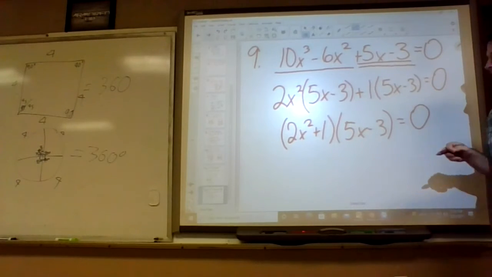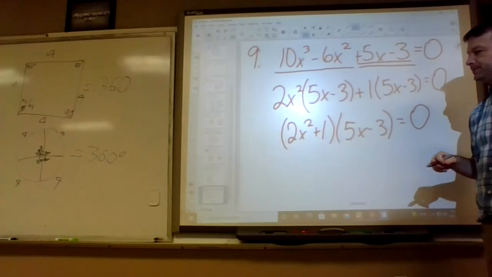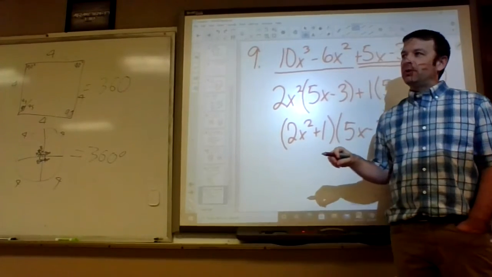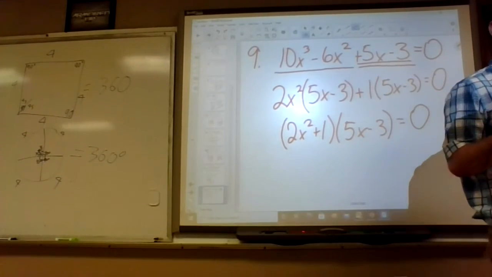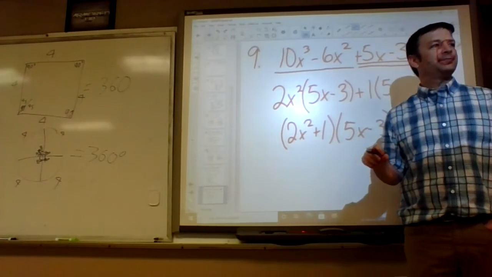Is there a calculator that can do this? No. Well, if there was one, you wouldn't be allowed to use it on the ACT. Wait, really? Hold on.